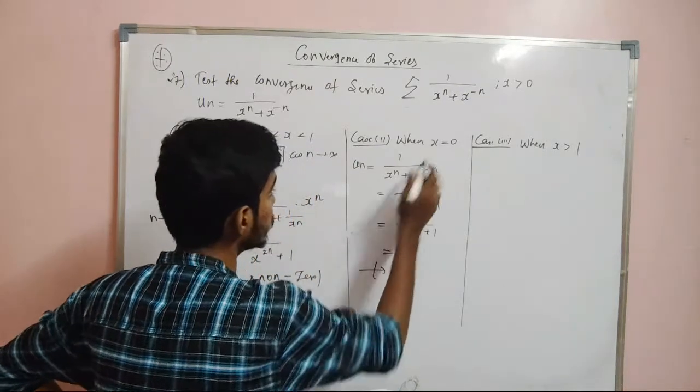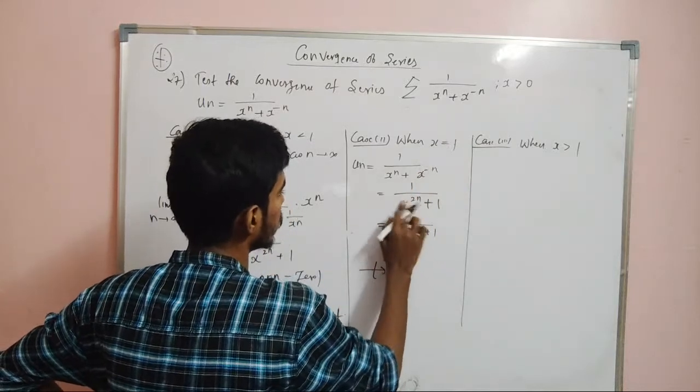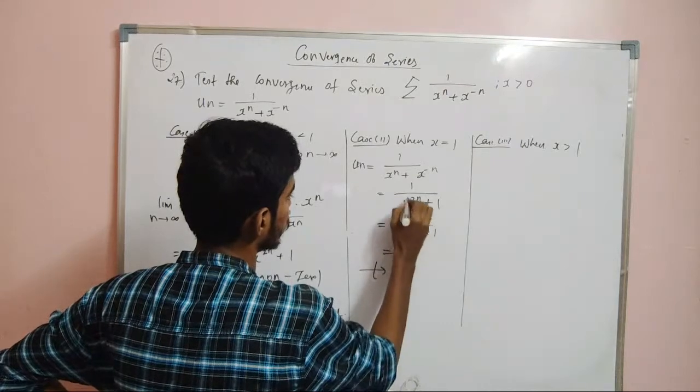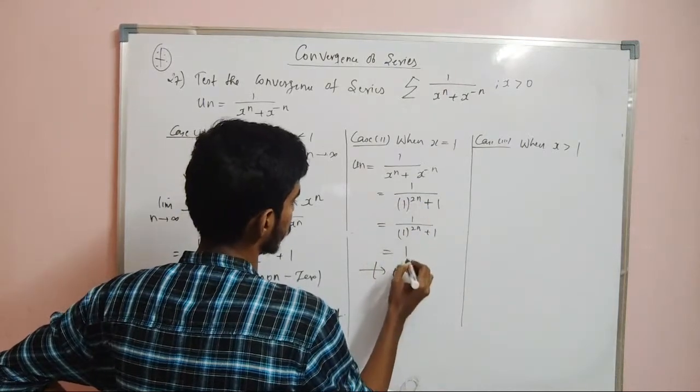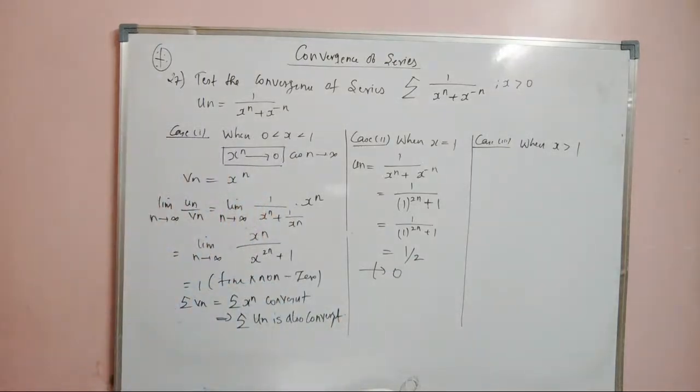And also when x is equal to 1, un is equal to 1 by 2, again it is not tending to 0, right? So therefore again this is also divergent.